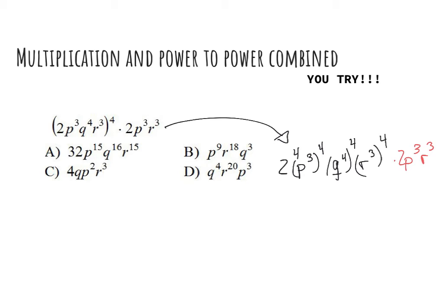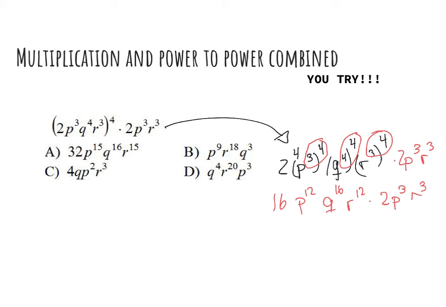So 2 to the 4th power is 16. P to the 3rd power, and then to the 4th power. So multiply. So that gives me 12. Again, power to a power, so we multiply. So that gives me 16. Again, power to a power, so we multiply. So that gives me 12.